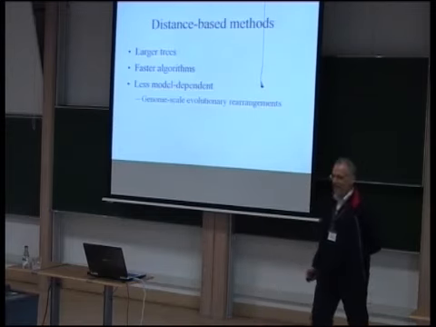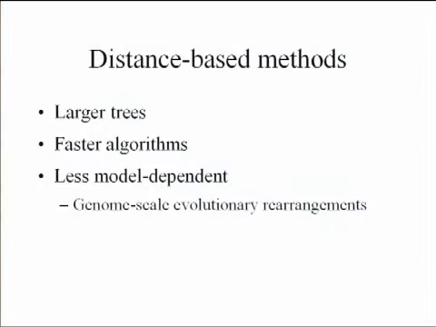Just a quick advertisement for distance-based methods for phylogenetic reconstruction. You can deal with much larger trees with this kind of technology. The algorithms are typically very fast, much faster surely than maximum likelihood and Bayesian methods, I think. I think for me the most important thing about this is they're less model dependent.